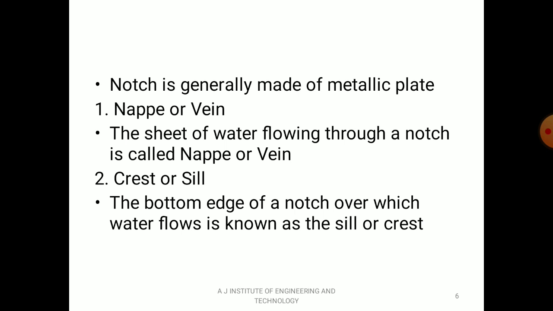So the bottom edge of a notch over which water flows is known as the sill or crest. That is with respect to a notch. While with respect to a weir, it is the top edge of the weir over which water flows, because water is flowing over the weir. In case of a notch, the water is flowing through the opening.